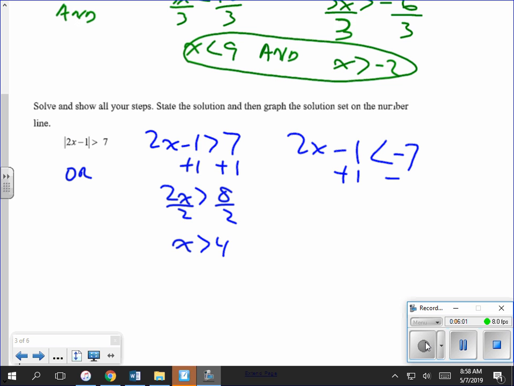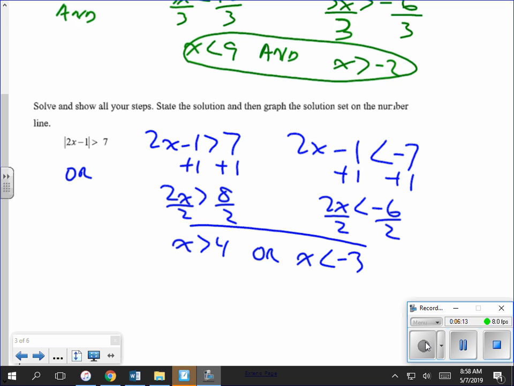Add 1 again. 2x is less than negative 6. Divide both sides by 2. X is less than negative 3. And this is an or.